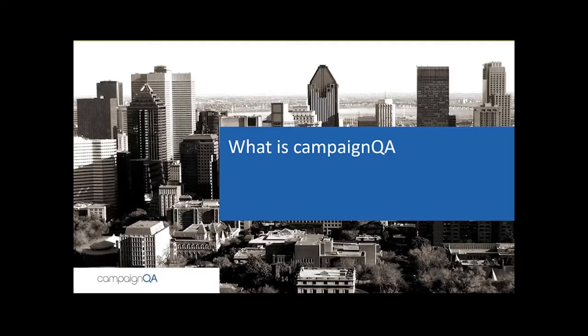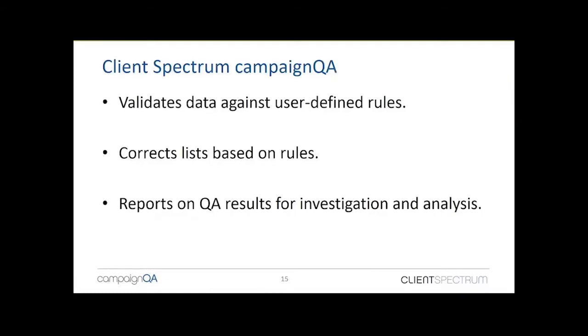Client Spectrum developed a tool called campaignQA to help our clients with the QA challenges you saw before. It validates data against user-defined rules. After the user-defined rules are performed, it corrects the input list based on the rules provided. And then we also generate reports on the QA results to allow teams to perform investigation and analysis, and determine what happened, what was the cause of the error, and how to proceed.